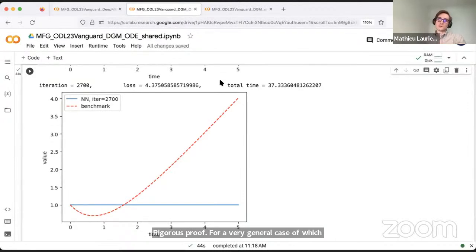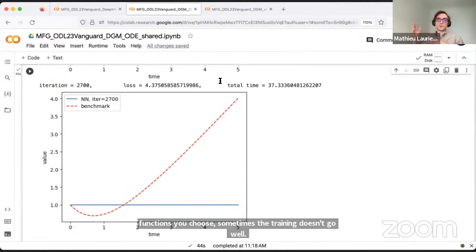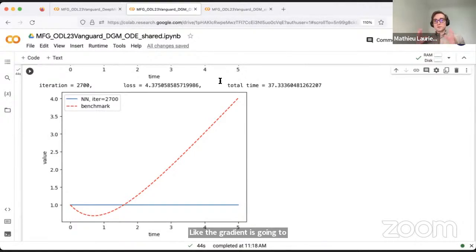Because again, I think the problem is not so much the approximation. So there is a question of the approximation class, but here you have the universal approximation theorem. So in some sense, you are going to have a good approximation error, but then the training is really complicated. Depending on the architecture and the activation functions you choose, sometimes the training doesn't go well. Like the gradient is going to vanish, the gradient is going to explode, and these kinds of things, which is not related to the approximation error.